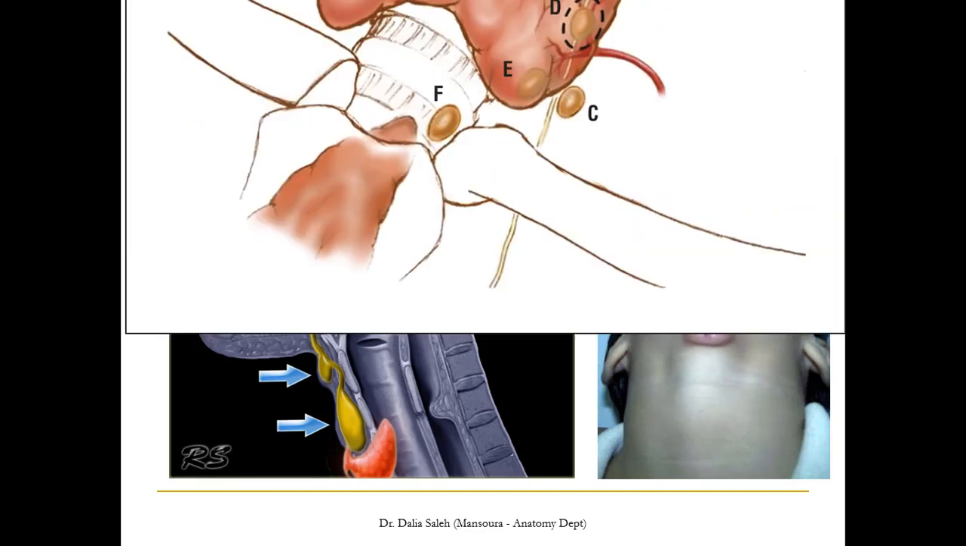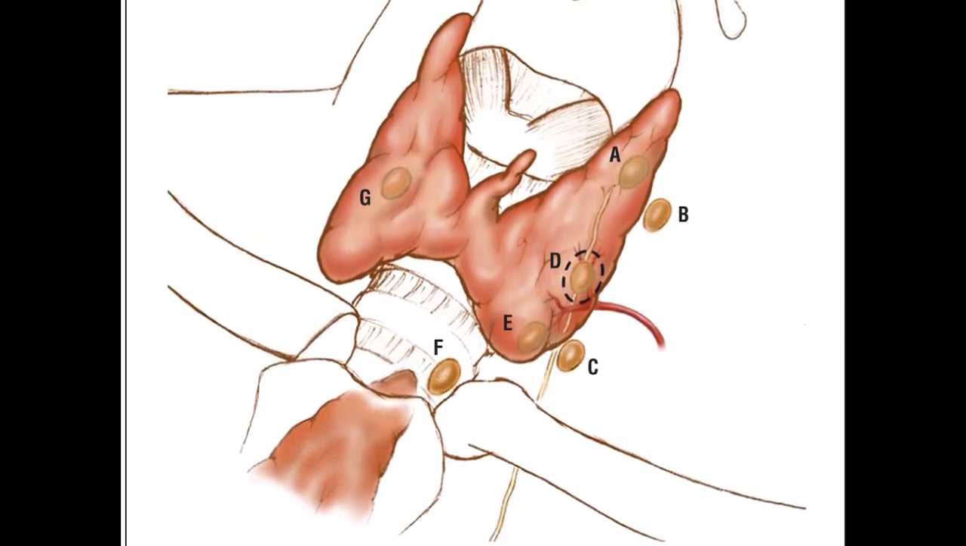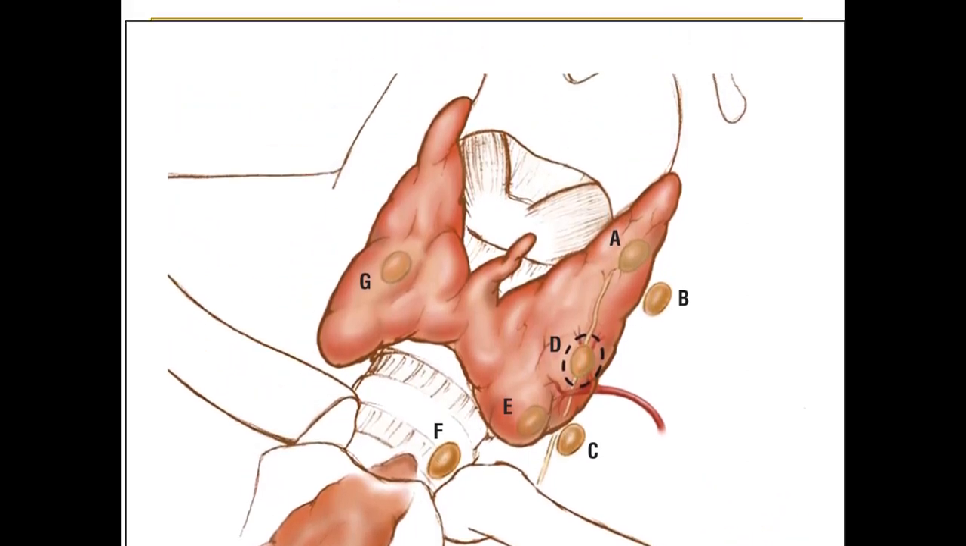And finally, because the parathyroid glands migrate from their original location, we can end up with ectopic parathyroid glands. This is the end of my presentation about the development of the thyroid and the parathyroid glands.